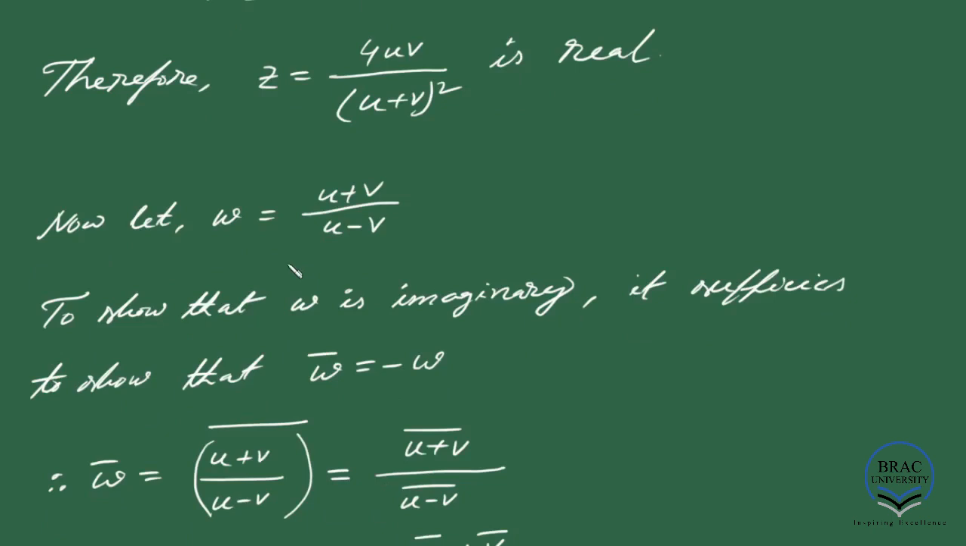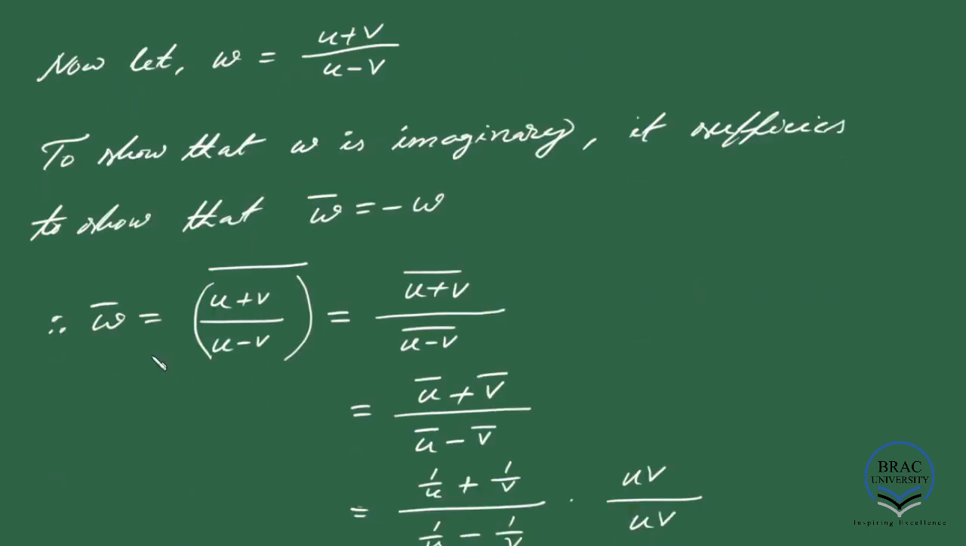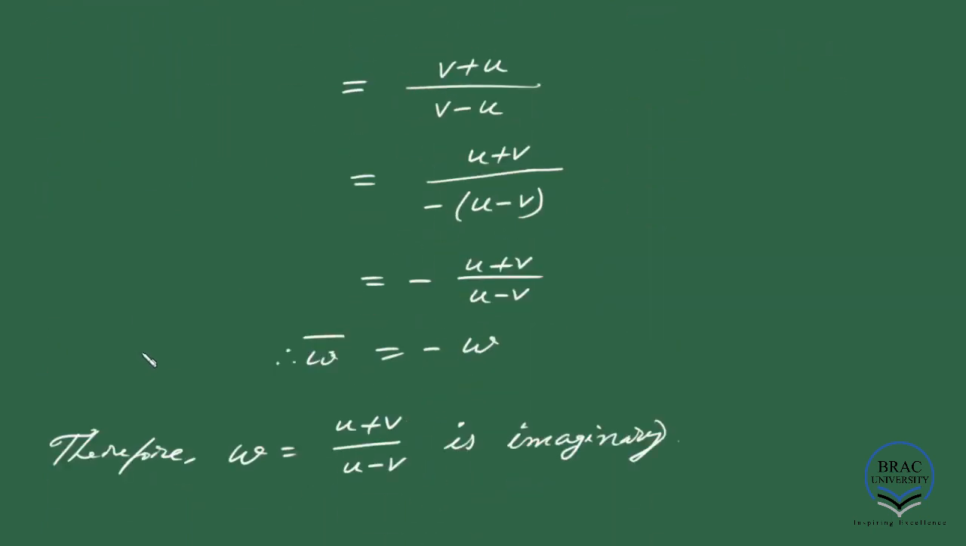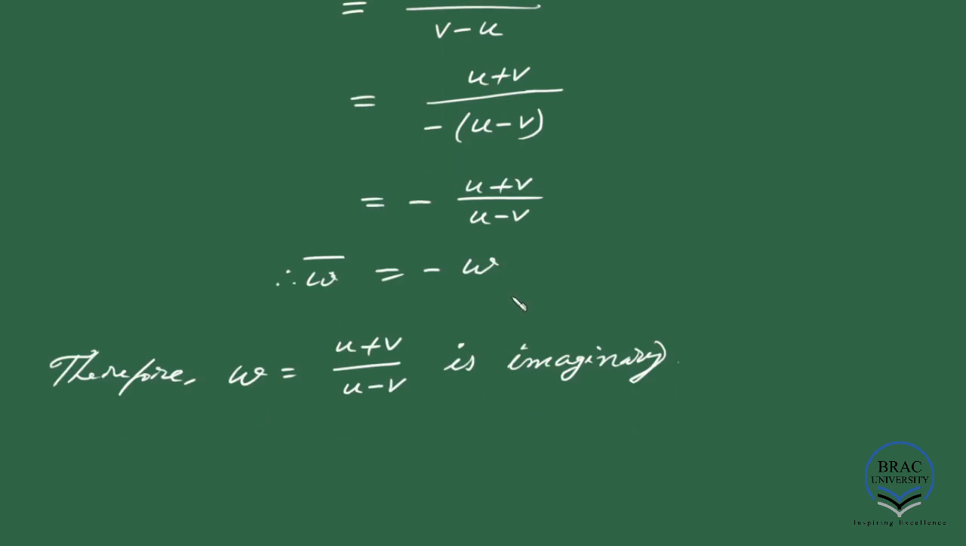For the second case, we assume the number to be w, and we take the conjugate of that, and it turns out that it spits out a negative sign and the number itself. So this is an imaginary number, so everything checks.